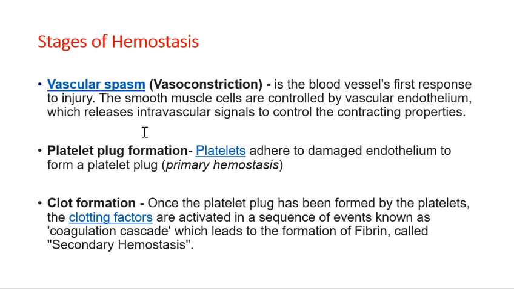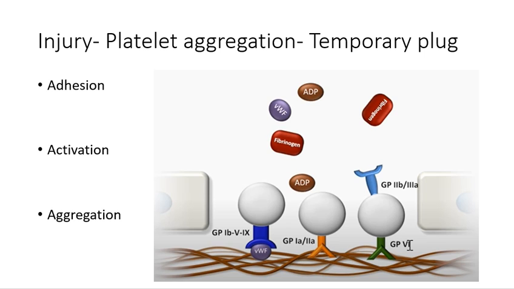The second step is platelet plug formation, in which platelets adhere to the damaged endothelium to form a temporary plug, which is called primary hemostasis. Then the last and third step is clot formation, in which various clotting factors are activated, okay, leading to a series of events, a coagulation cascade, which leads to formation of fibrin ultimately, and that's called secondary hemostasis.